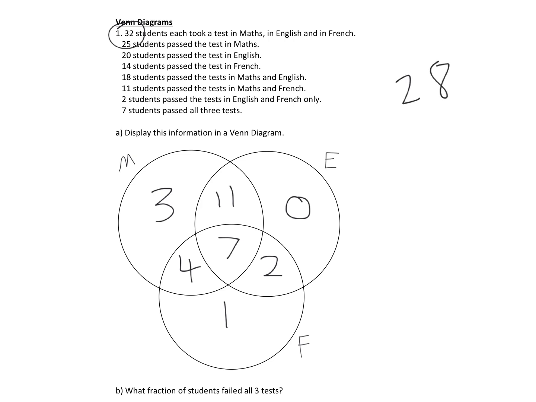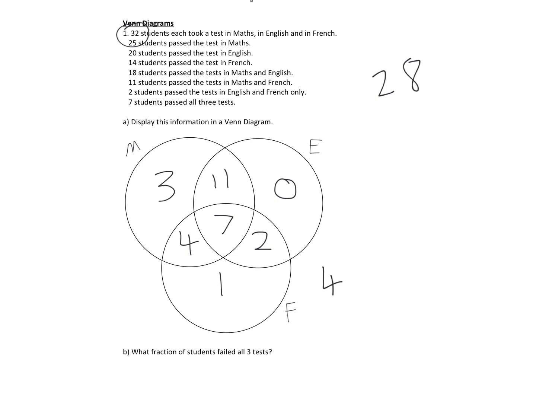4 people, they aren't in the circles, they're outside. And that means the four people are people who didn't pass English, didn't pass maths, didn't pass French, so they can't go in any of those circles. But we need to have 32 overall. So that's where the 4 people come from, the 4 people who have failed all 3.